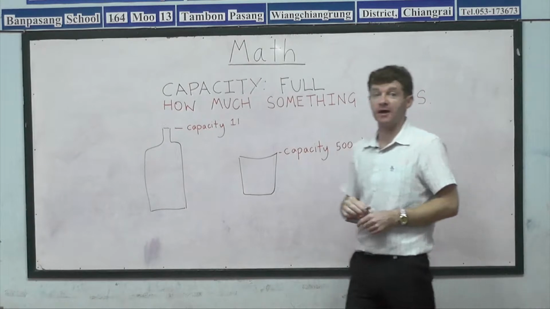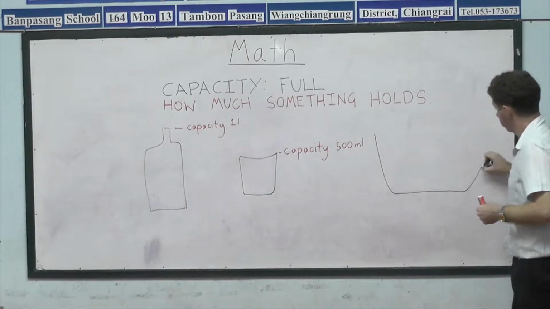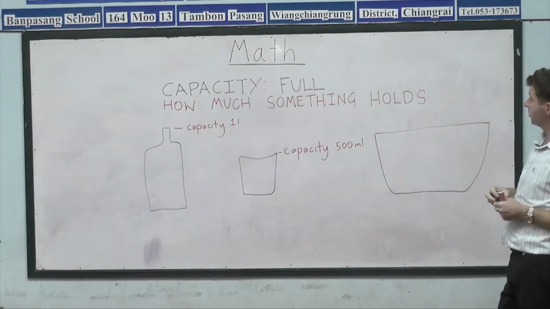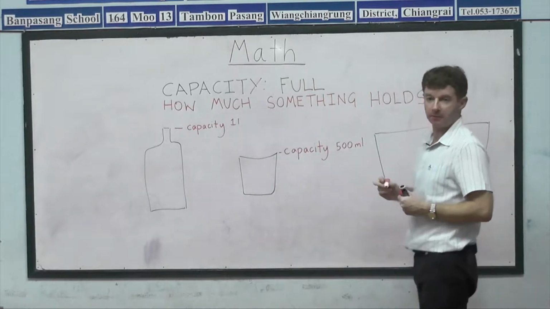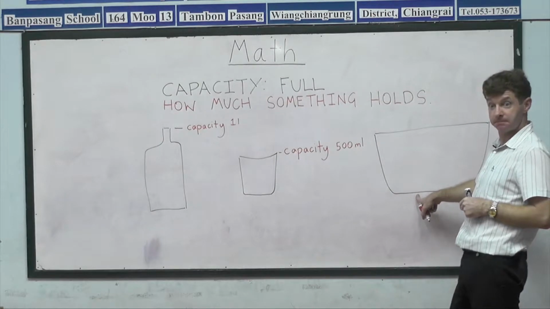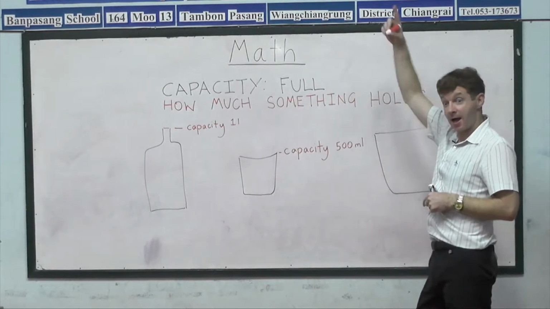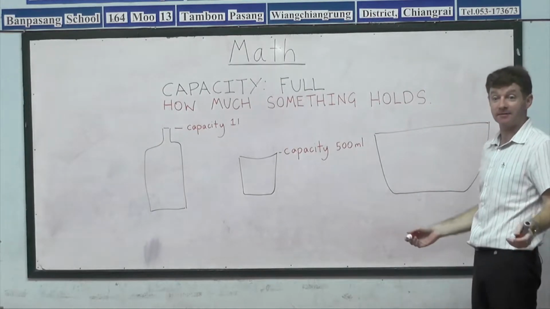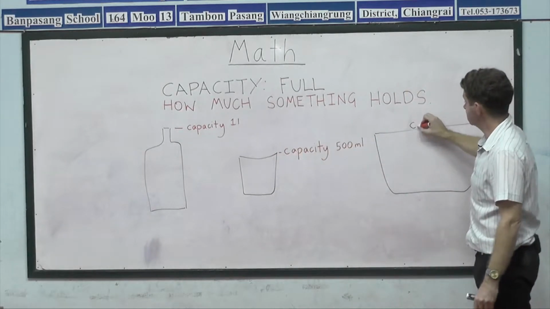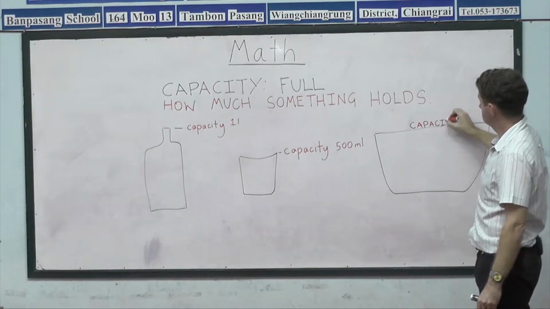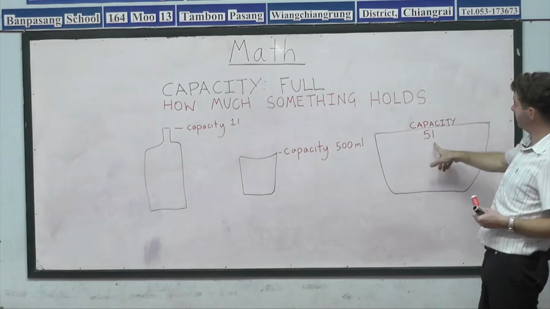Excellent. 500 milliliters. And let's do one more container. Let's use a bowl. A bowl can be bigger. And the capacity of this bowl will be 5 liters. So tell me, where do I write it? Do I write capacity at the bottom? No. Capacity in the middle? No. Where does capacity always go? At the top. Remember, when we're talking about containers, the capacity is always full to the top. So capacity here, how many liters? 5 liters.